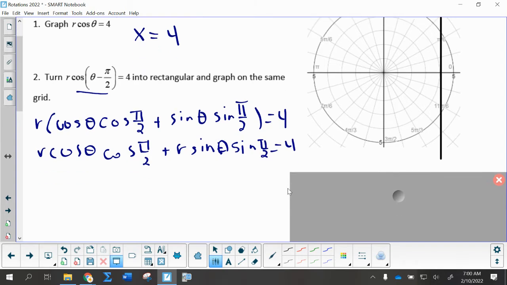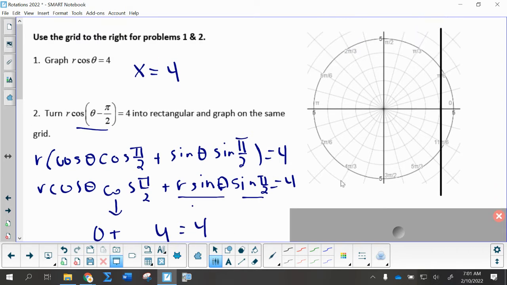Well, I know that cosine of pi over 2 is 0, so this whole part is 0. And then sine of pi over 2 is 1, and this is y. So I have 1y equals 4. So that means this line rotated to y equals 4.